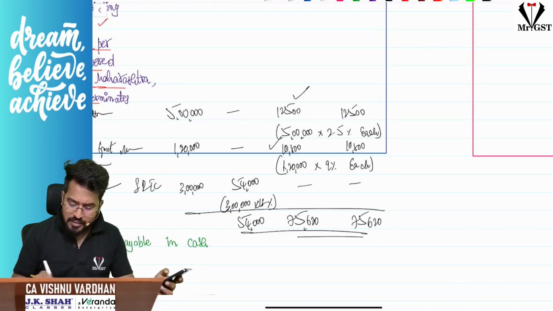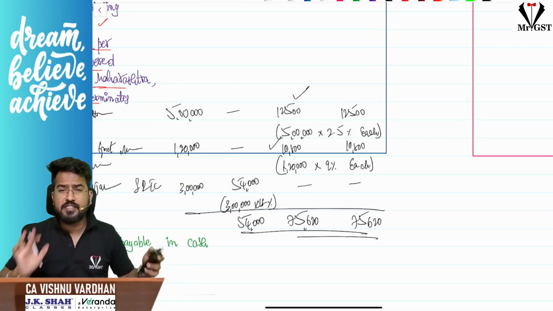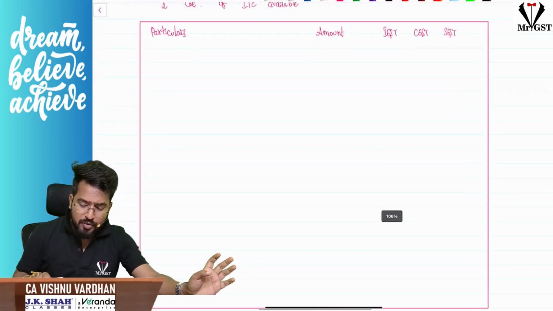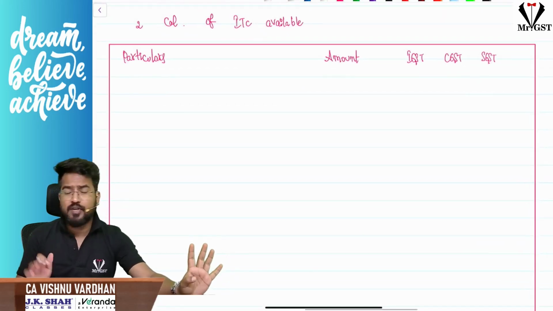Okay, so this is the gross GST payable. So we have decoded full sales information. We are done with our step 1. Now let us move on to step 2. What is step 2? Step 2 is calculation of ITC available. Now here, same format again: particulars, amount, IGST, CGST.